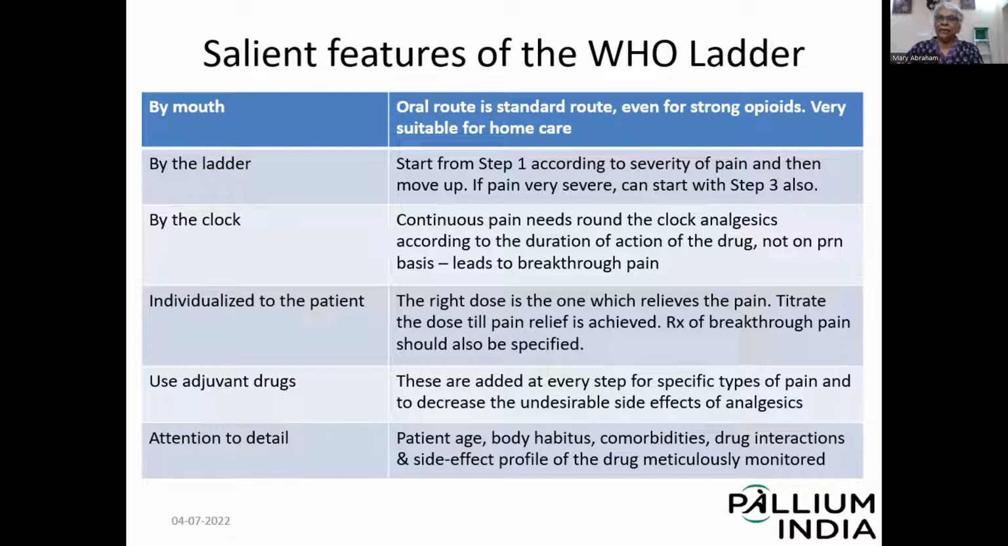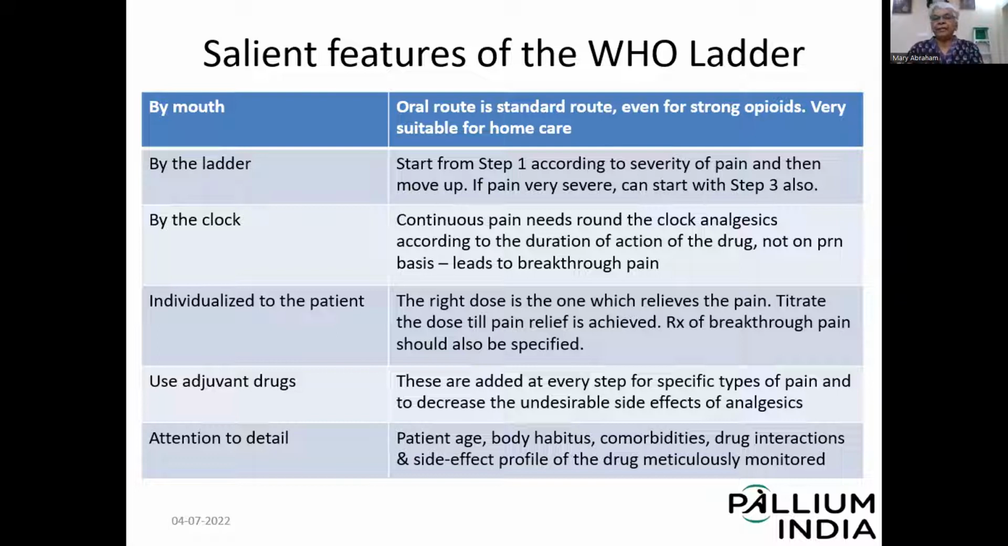Of course, in severe pain you can give it by other routes, but this WHO analgesic ladder tells that you can give it orally. The second important thing is it's by the ladder. That means you normally start with step 1, and according to the severity of pain, you move up the ladder. Occasionally, where the pain is very severe, you can start with step 3 drugs. But in the normal course of events, you start with step 1 and then move upwards, to step 2 or step 3.